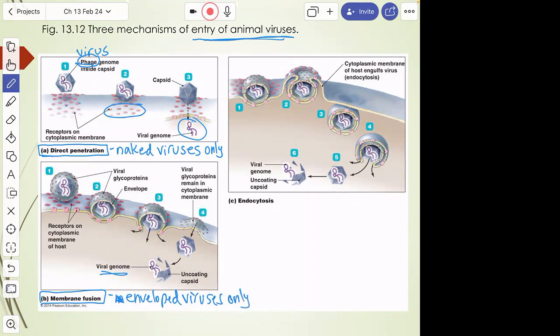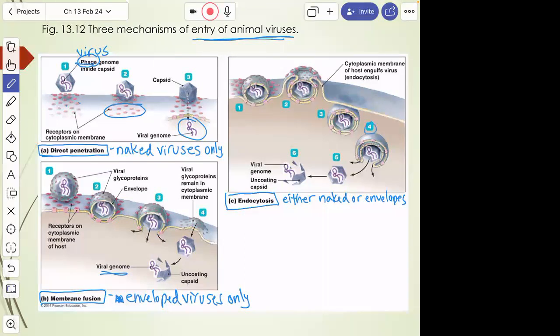Obviously, membrane fusion has to have membrane to fuse. And then the third method of entry, which either naked or enveloped viruses can use, is endocytosis. Remember, some animal cells can extend part of their cell membrane to surround something. Lots of viruses will do this. They will trick the cell into endocytosing them. So the whole membrane, everything, or again, if it's non-membrane, this can happen as well.